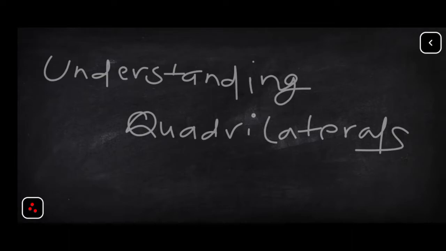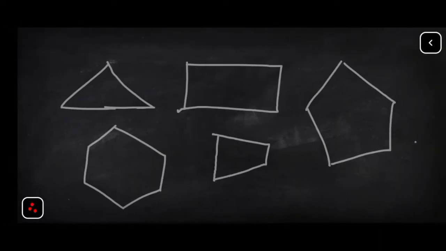This chapter is all about polygons. What are polygons? A closed circuit made by line segments. All these five circuits are closed and they are made by line segments. So hence these are polygons.